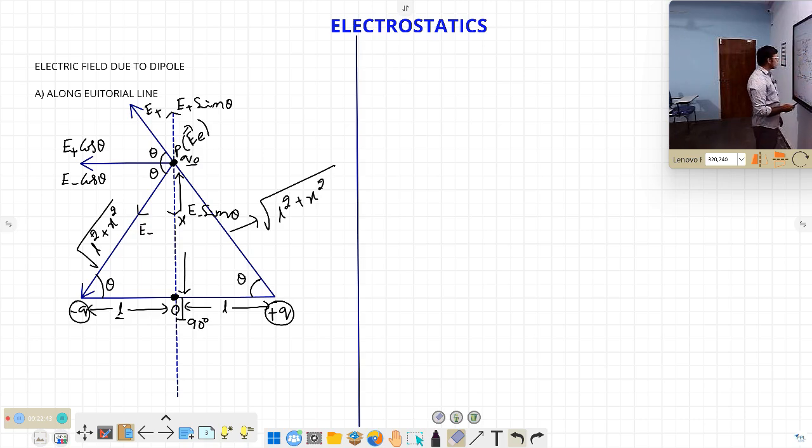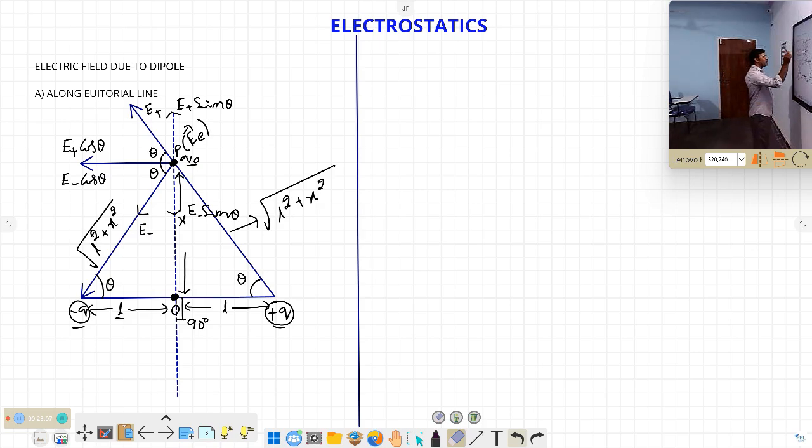So if you observe, minus Q plus Q, the magnitude is the same, and the distance of the point is also the same. That means the electric field intensity depends on the magnitude of the charge and the square of the distance, right? So in both cases, the negative charge and the positive charge have the same magnitude and the same distance. That means the electric field due to both is the same.